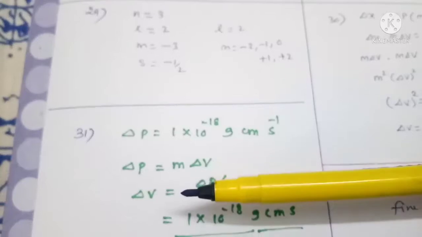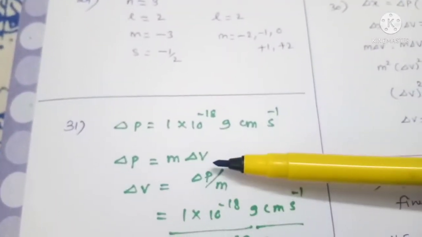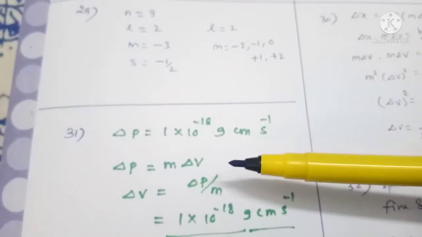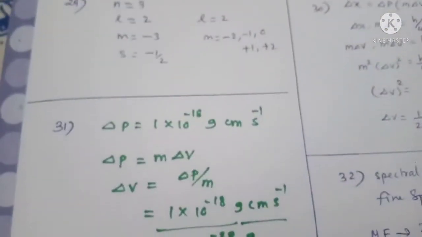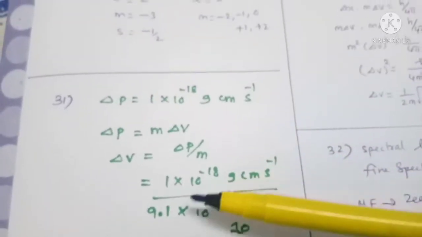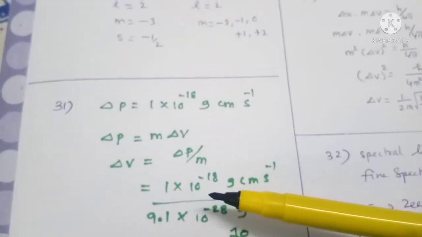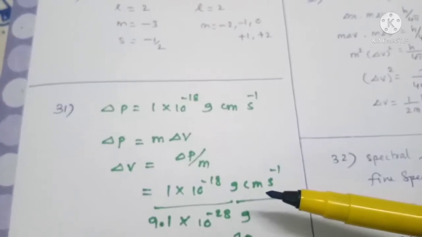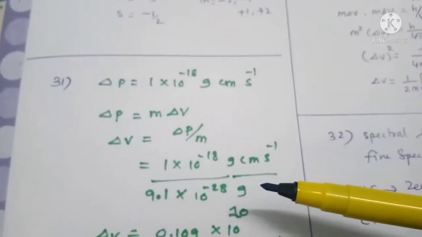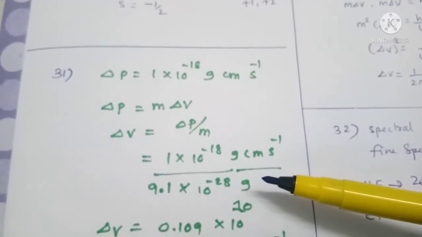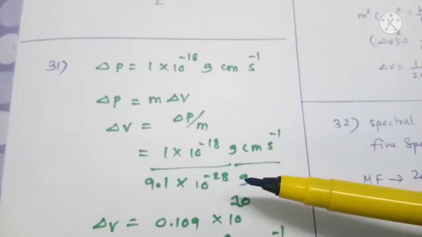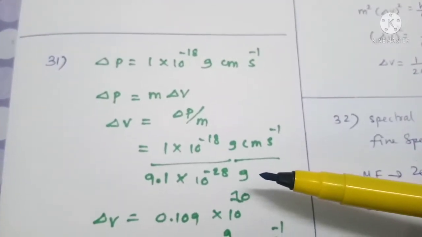So now you are supposed to use this formula. Delta P is nothing but m into delta V. So after rearrangement, I get delta V equal to delta P divided by m. Whereas denominator m is nothing but mass of electron, isn't it? Right. Delta P, I substitute it here, 1 into 10 power minus 18 gram centimeter per second. In the denominator, mass of electron, but mass of electron you are supposed to substitute in gram, because delta P is given with a unit gram, so the mass of electron also should be in the same unit.